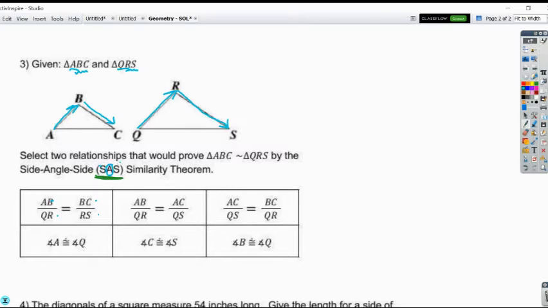So if I want to use this proportionality for my sides, that means that my angle has to be in the middle. So I need angle B and angle R because those are the ones sandwiched in between the sides that we're talking about. Look at your answer choices. Do I have angle B congruent to angle R? That's not available to me. So I can't use these. It doesn't make any sense. I don't have the right angles available. Right? So I'll try another set.